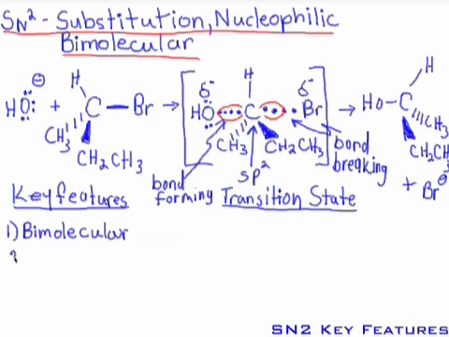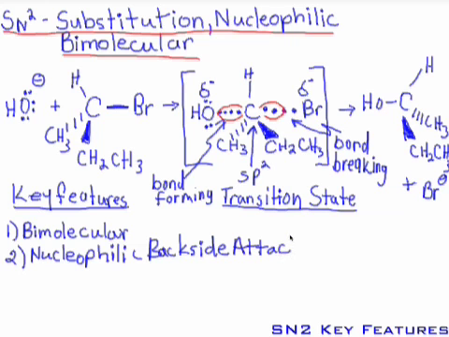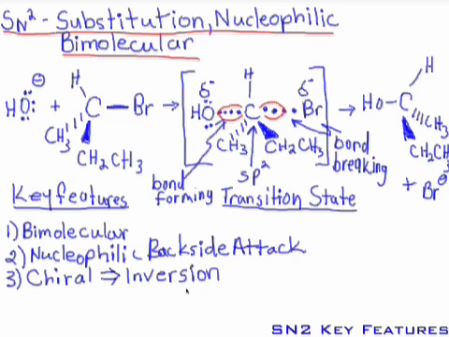Point 2. The reaction involves nucleophilic backside attack. Point 3. Chiral molecules undergo inversion. So chiral molecules undergo inversion. Note that the hydrogen, methyl, and ethyl groups are now pointing in the opposite direction. Chirality is inverted. We'll talk more about that once we're finished listing all the key points.